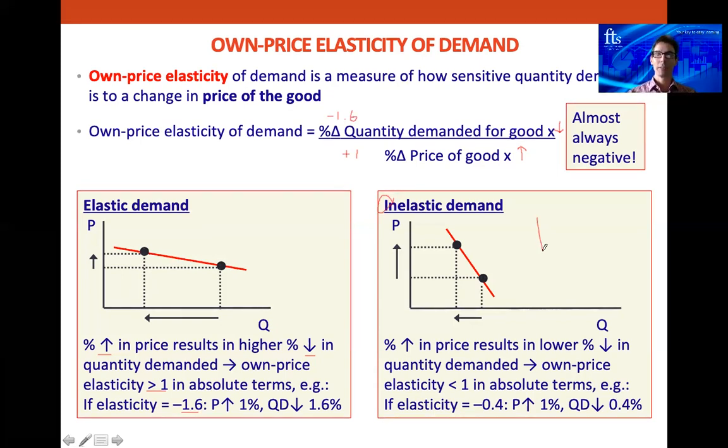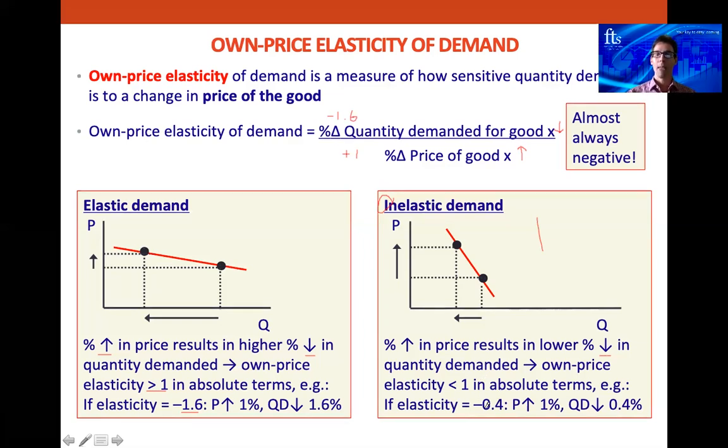But look at the difference now, that we've got the percentage increase in price over here results in a lower percentage decrease in quantity demanded. So we've got the price going up a lot here, but the quantity demanded is not changing by much. It's falling, but not by much. So in this case, the own price elasticity is going to be less than 1 in absolute terms.